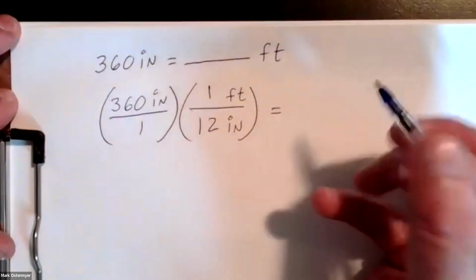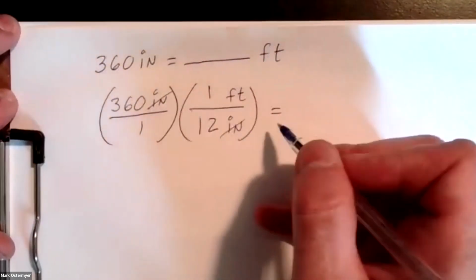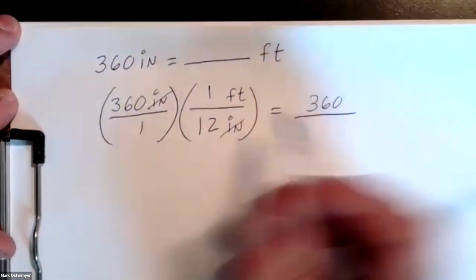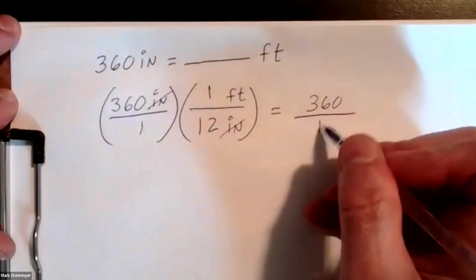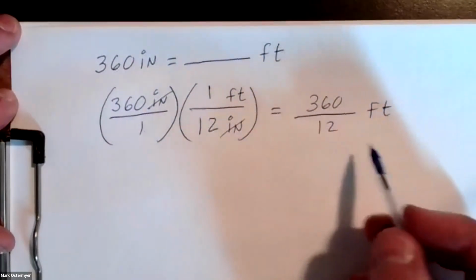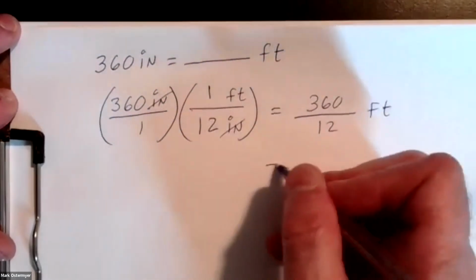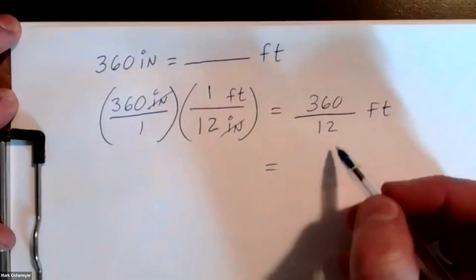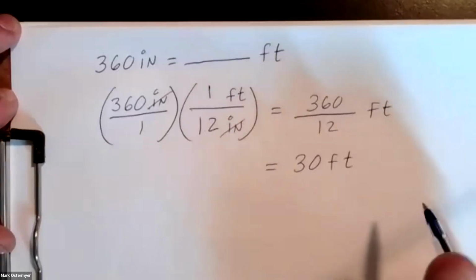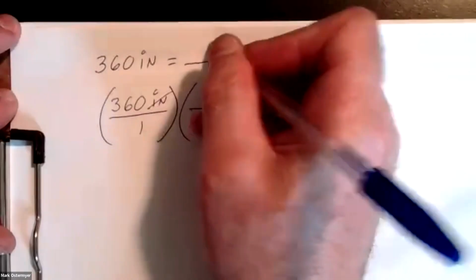Now let's multiply these together and notice the inch units cancel out, leaving us with 360 times 1, which is 360, divided by 1 times 12, or 12. And that will take me to feet. Now get on your calculator. What's 360 divided by 12? And you got your answer. 30. Done. So 360 inches is 30 feet.